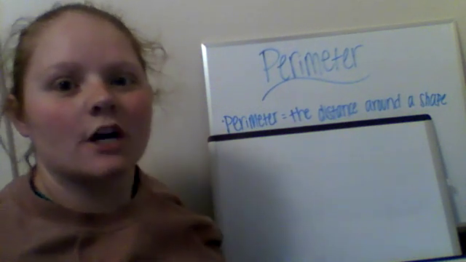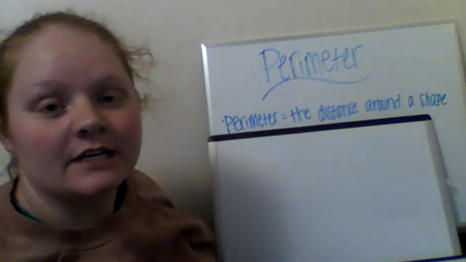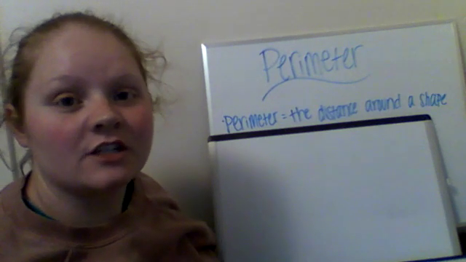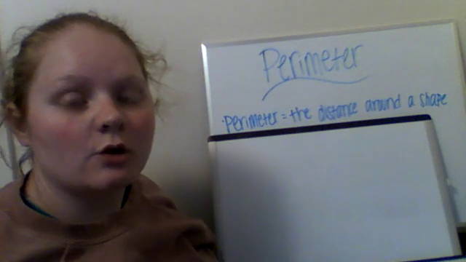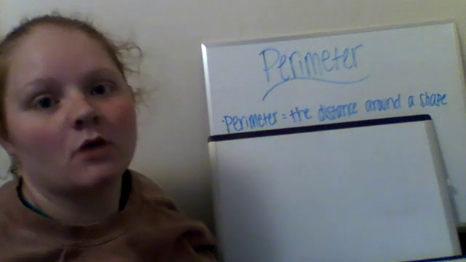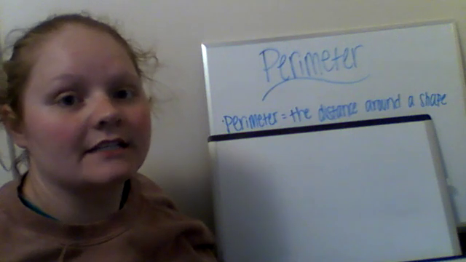Today we're going to work on perimeter. Okay, so what I mean by perimeter is just a way of saying it's the distance around a shape. So it's going to look at the outside of the shape going all the way around, and it's just adding up all the sides of the shape.